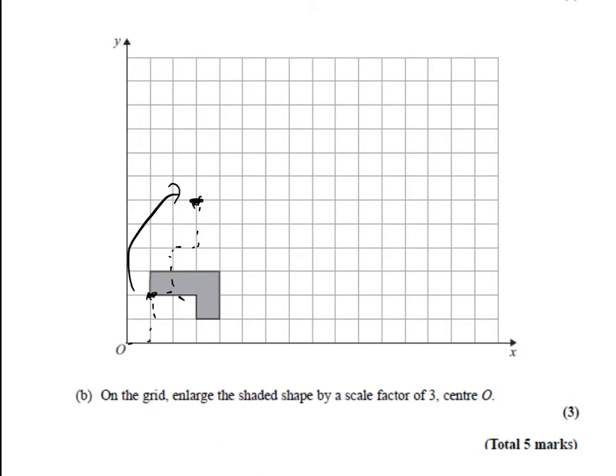Now all we need to do now is to make sure that we draw it in 3 times as large. So the bottom part here was 2, and that's now going to be 6. So 1, 2, 3, 4, 5, 6. The base is 6. We're then going to drop down 3. We're then going to come across 3, and I'm basically just making sure that I've enlarged my L shape by 3.